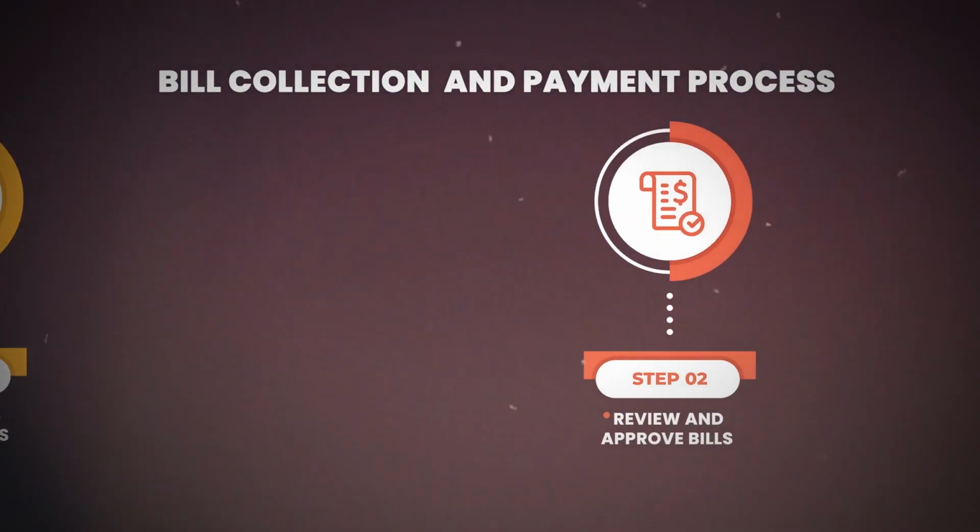Step number 2 would be to review and approve bills. Before proceeding with payments, you have to review each bill carefully to ensure it's all accurate, verify that the charges align with the agreed upon terms and services provided. If necessary, collaborate with your team members to approve bills and authorize the payment. QBO allows you to add comments or notes to bills for internal reference too.